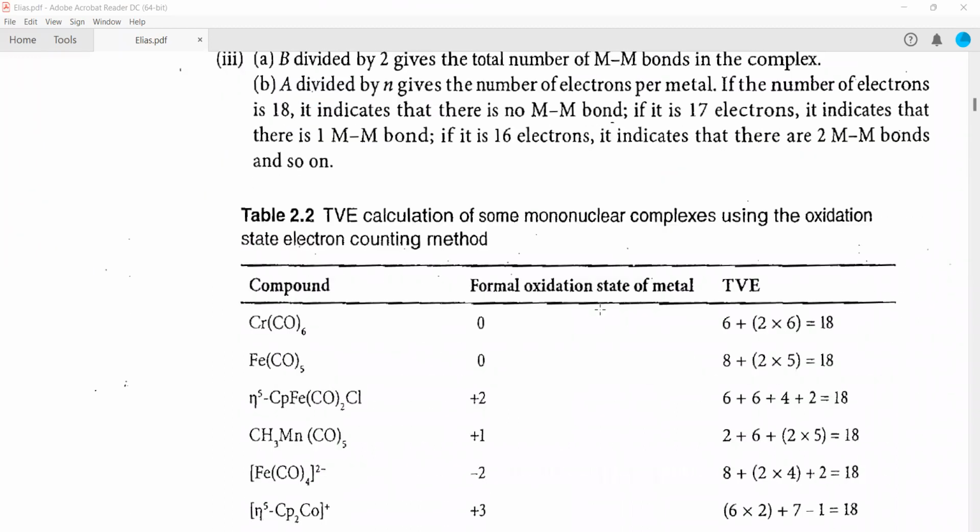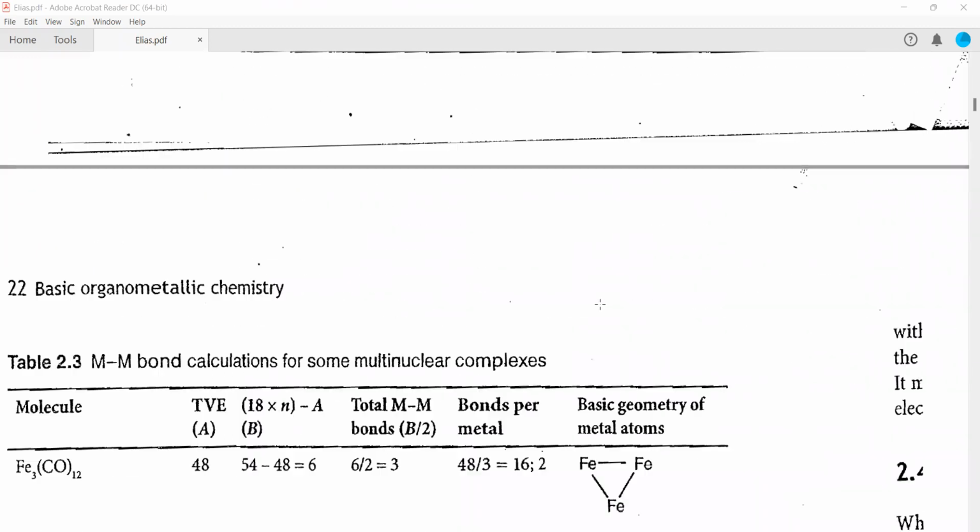Okay. So let us now calculate the number of metal-metal bonds.